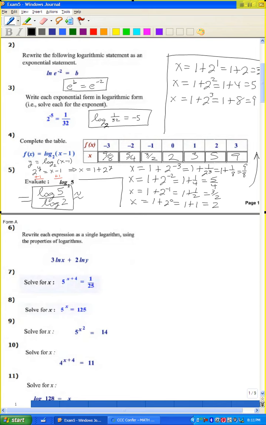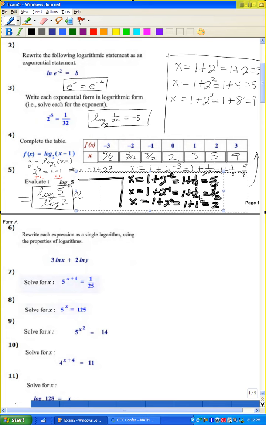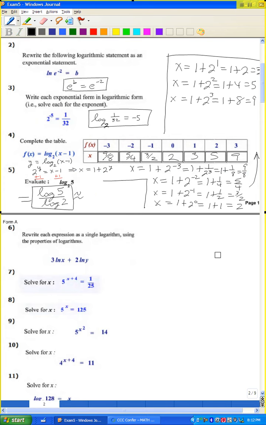And so you get approximately, maybe I'll move this over slightly so I have some room. Okay, so I'll at least have some room here. 2.321928095, etc. Okay, so let's do problem number 6.